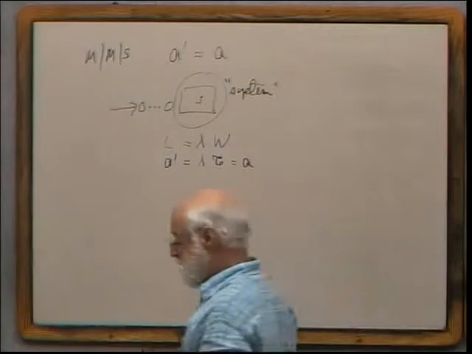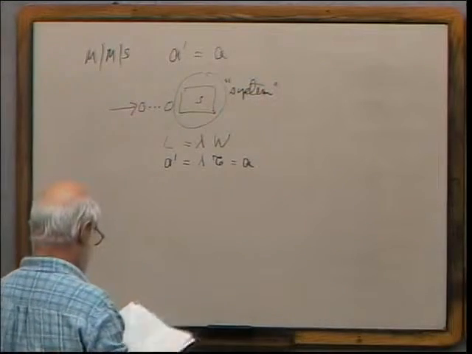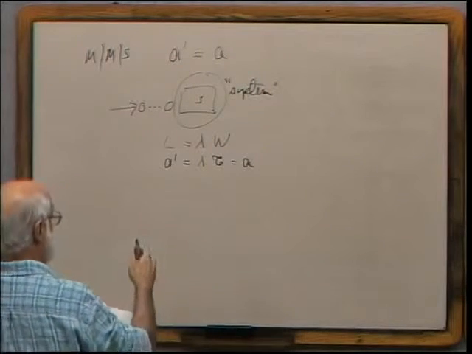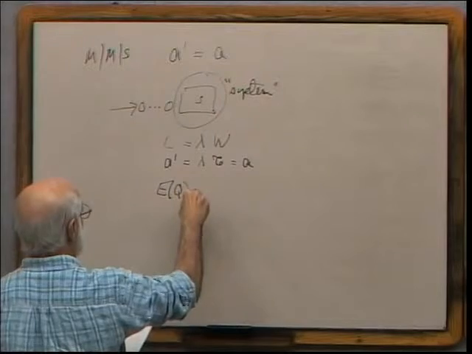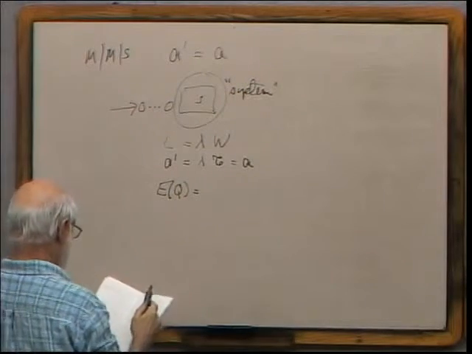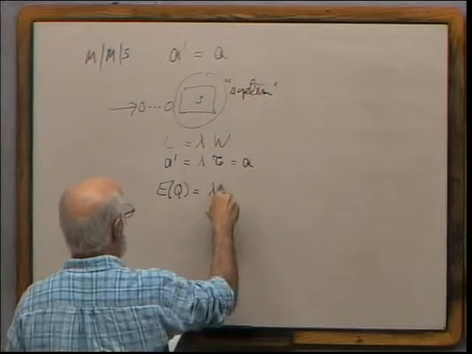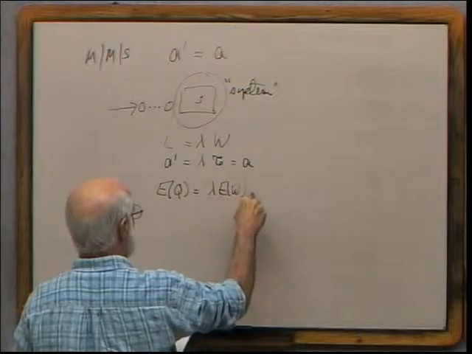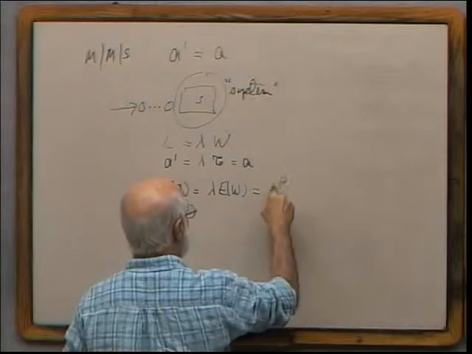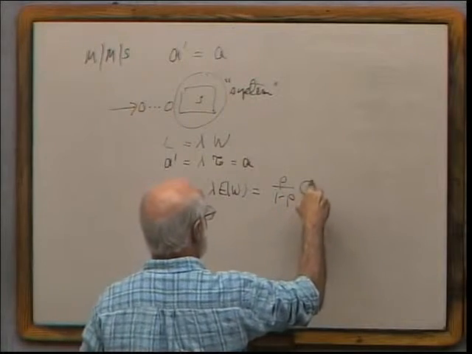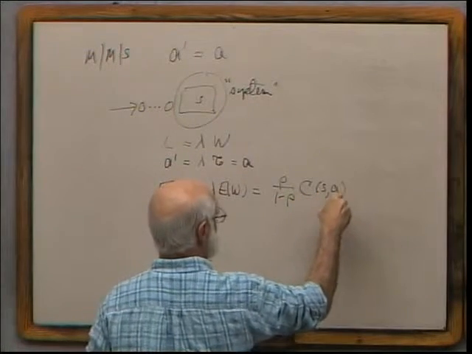Okay, we had a formula for the average queue length. I'll write it down again. The average queue length, which was equal to the arrival rate times the average waiting time, and that's what we derived, that's equal to rho over 1 minus rho times the Erlang C value. And that's what I wrote over here.